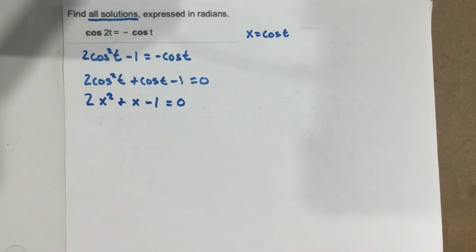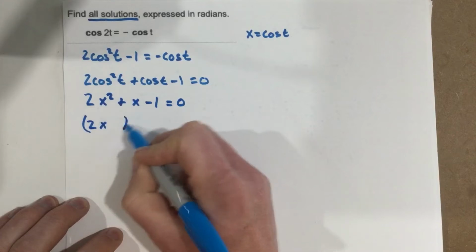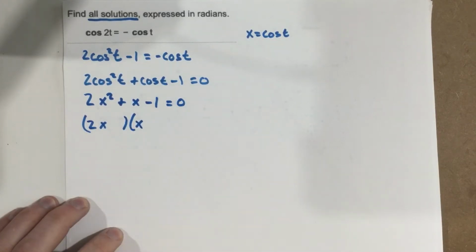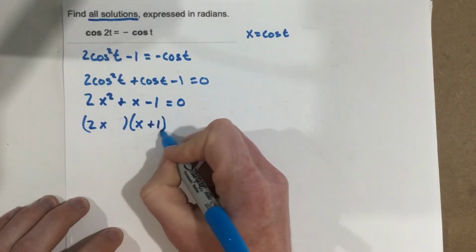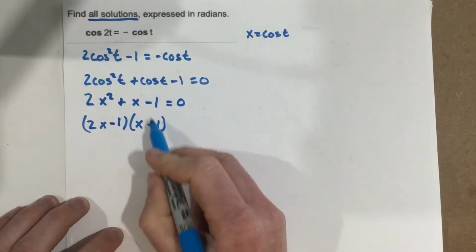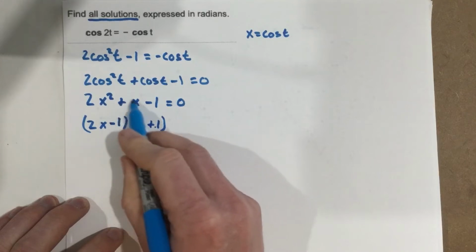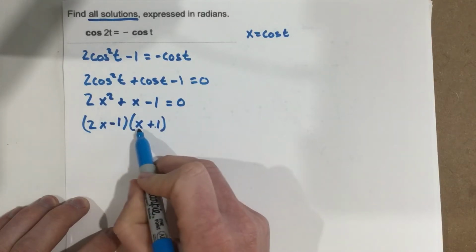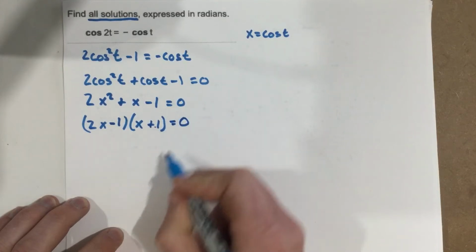Now I can try and factor this. So I could have 2x, x. How do I get 1 in the middle? Well, I need the 2x to stay positive, so I'm going to put plus 1 here, minus 1 here. And you can see negative 1 times 1 is negative 1. Negative 1x and 2x gives me the 1x. And obviously 2x times x is 2x squared. So this is my factored form of this.